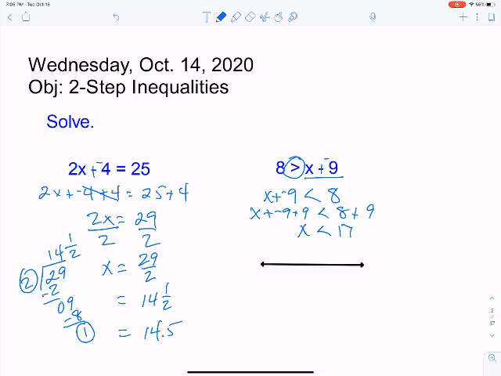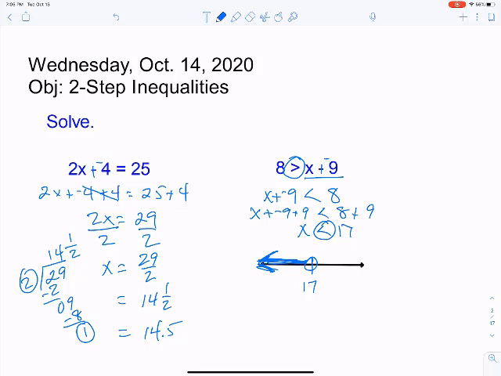Now to do a quick graph, we put a tick mark right there in the middle. We write 17. Since this is just a less than, it's going to be an open circle. And because my variable is now on the left, I'm going to shade to the left, because the inequality tells me which way to go.